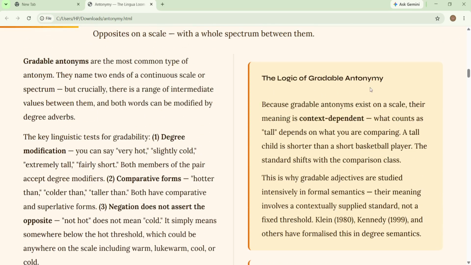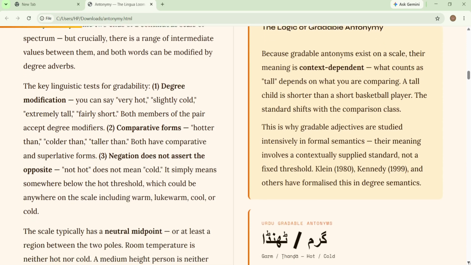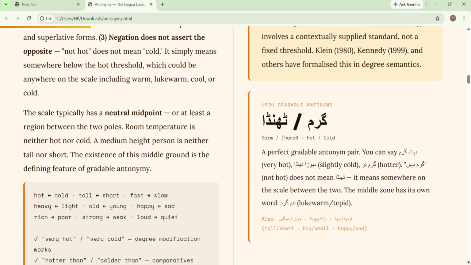So, the logic of gradable antonymy. Because gradable antonyms exist on a scale, their meaning is context dependent. What counts as tall depends on what you are comparing. A tall child is shorter than a short basketball player. The standard shifts with the comparison class. This is where gradable adjectives are studied intensively in formal linguistics. Their meaning involves a contextually supplied standard, not a fixed threshold. So Klein, Kennedy, and others have formalized this in degree semantics. You can check out their work in detail to study it.